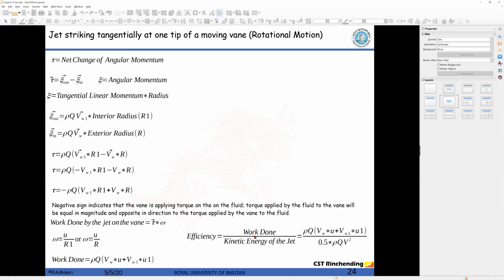And efficiency is the work done divided by kinetic energy. Kinetic energy is half mv square, where v is the absolute velocity. That's it.